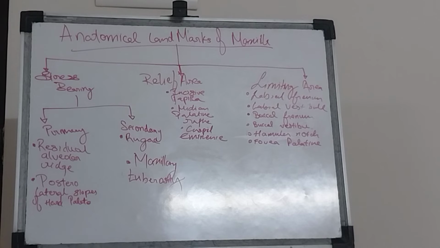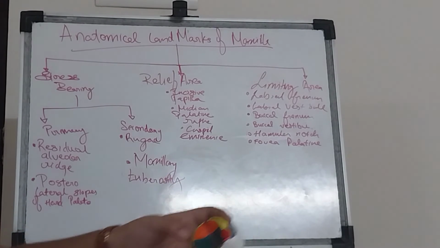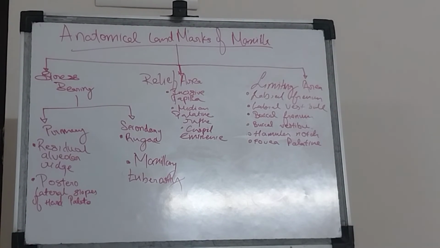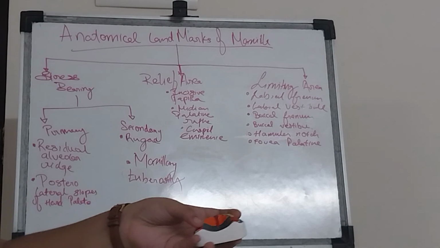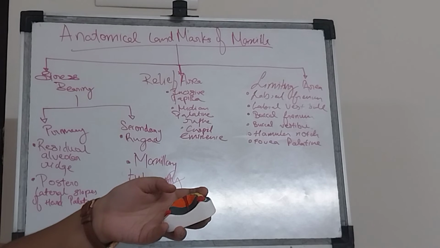So this was the clinical significance of this, and a few more, like the maxillary tuberosity. The last tooth of the denture shouldn't be placed on the maxillary tuberosity, and it is also used for the retention of the dentures.